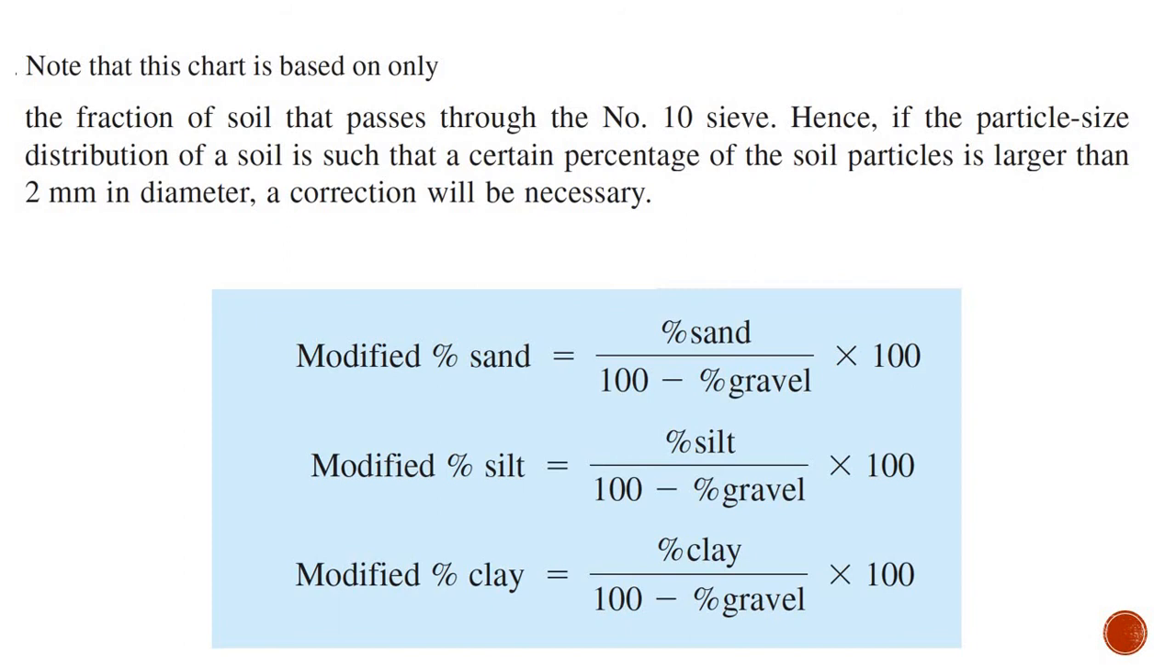Note that the chart is based only on the fraction of soil that passes through the number 10 sieve. Hence, if the particle size distribution of a soil is such that a certain percentage of the soil particles is larger than 2 millimeter in diameter, a correction will be necessary. If there are particles greater than 2 millimeter, there is the presence of gravel. So we have to modify the percent of sand, silt, and clay using these equations. Modified percent of sand is equal to percent sand divided by 100 minus percent gravel, times 100. Modified percent of silt is percent silt divided by 100 minus percent gravel, times 100. And modified percent of clay is equal to percent clay divided by 100 minus percent gravel, times 100%.